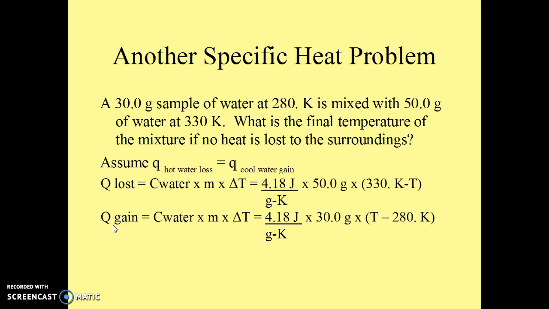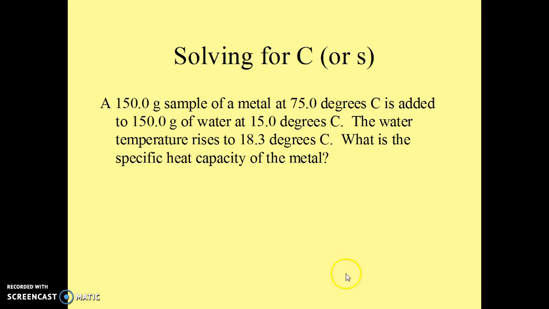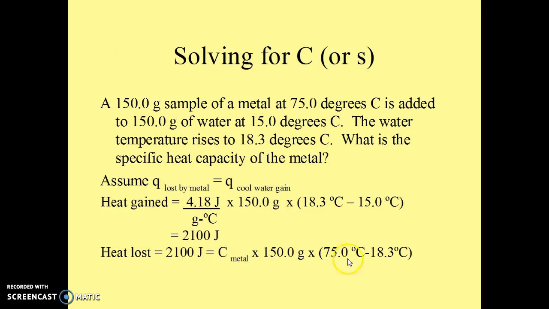The Q gained is the specific heat capacity of water, 4.18 joules per gram Kelvin, times the mass times its change in temperature, which of course is T minus 280 Kelvin. If we set these two equal to each other and solve for the temperature, we get the final temperature. And again, that's just a simple algebraic change.